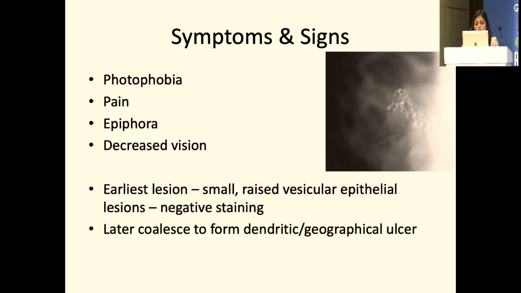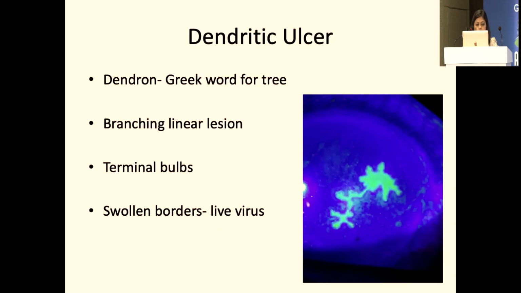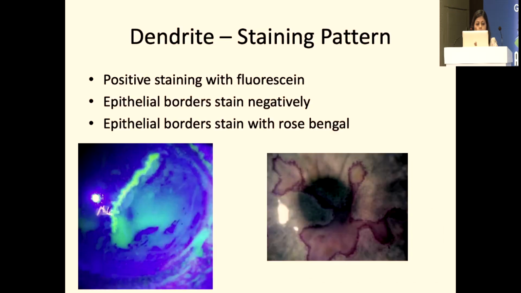When examined on slit lamp, the earliest finding can be a small raised vesicular epithelial lesion, which, because it is raised above the surrounding epithelium, stains negatively. Later these vesicles coalesce to form dendritic or geographical ulcers. These dendritic ulcers are branching linear lesions with terminal bulbs and have swollen borders which harbor live virus. They have a classical staining pattern where the ulcer stains positive with fluorescein along the entire length of the lesion, while the epithelial margins, being raised above the surrounding epithelium, stain negative.